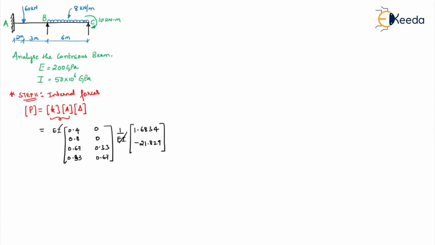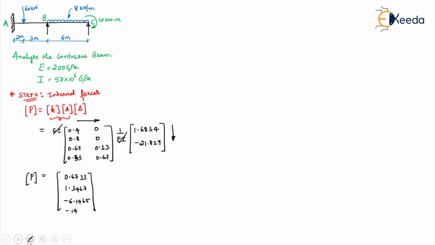So this EI will get cancelled, then you have to multiply this with this. So first row into the column. Okay, so this will be the internal forces. So how much you will get? Writing the values here. So 0.6733, 1.3467, then minus 6.1465. The last one will be minus 14. So this is your P values.